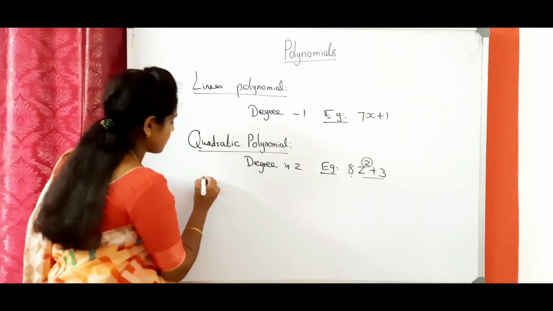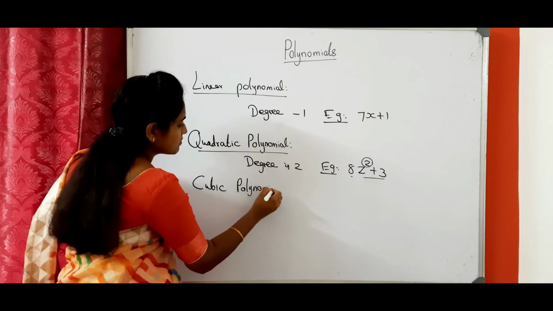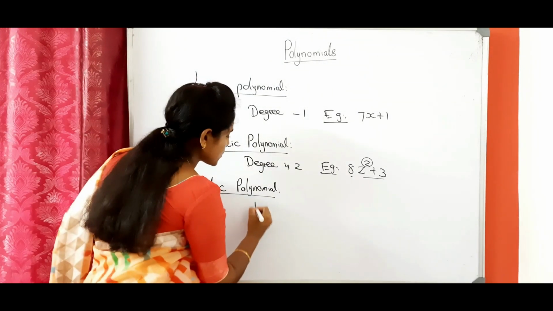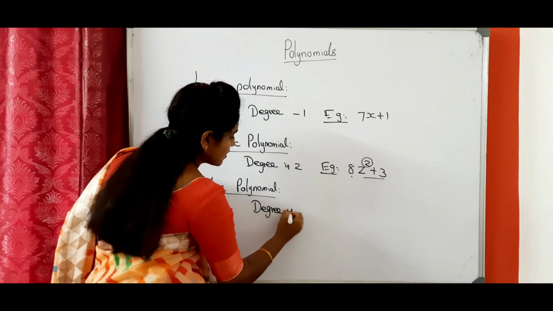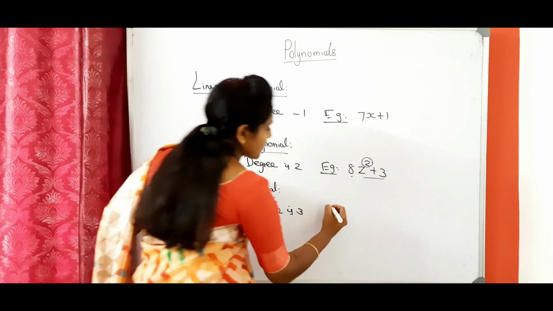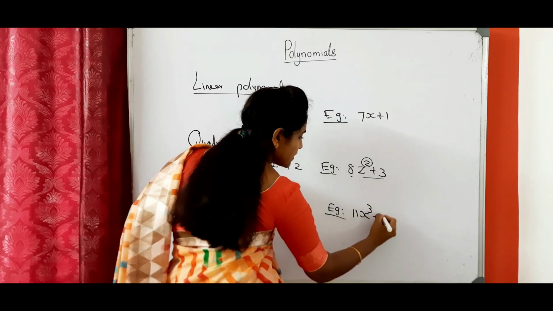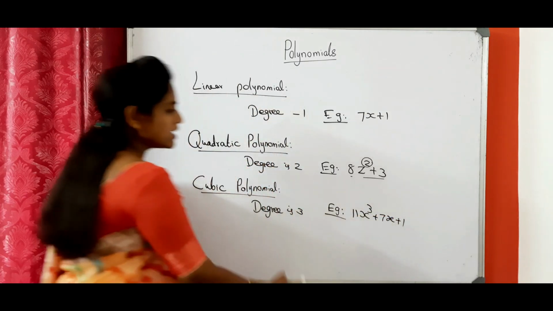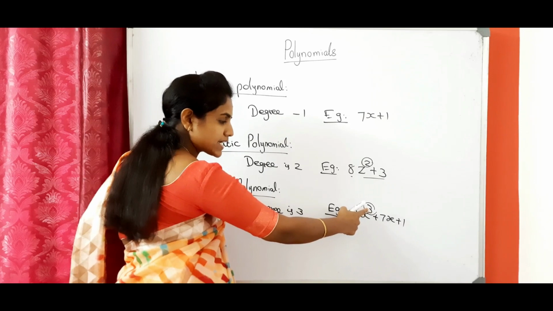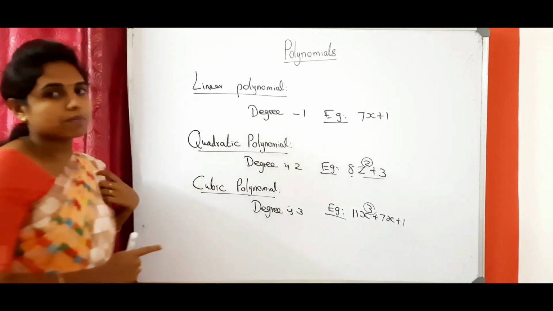Next, cubic polynomial. What is a cubic polynomial? The degree is 3 means we can say that it is a cubic polynomial. Degree of the polynomial is 3 means we can say that it is a cubic polynomial. Example: 11x cube plus 7x plus 1. See here, what is the degree of the polynomial? 3. The highest power of the variable is 3. Therefore 3 is the degree of the polynomial. Degree is 3 means we can say it is a cubic polynomial.